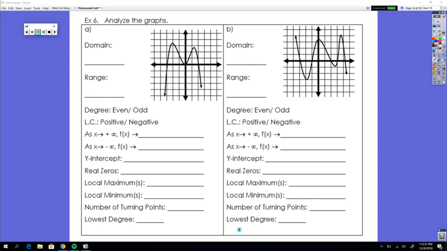If you look at these graphs here, this first one, we can see that we have 1, 2, 3 turning points, which means that our lowest degree would be 4. I'd like you all to complete this part of the notes on your own, and we will be going over it next class.